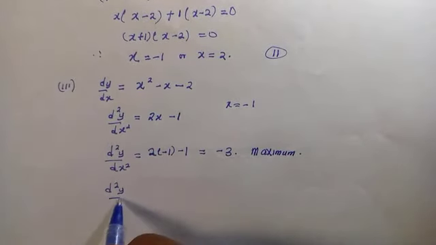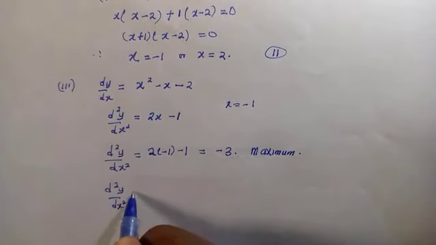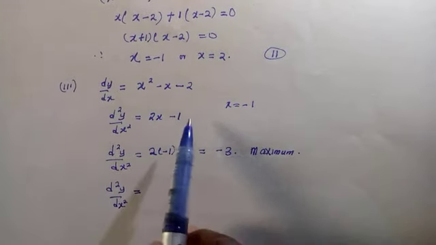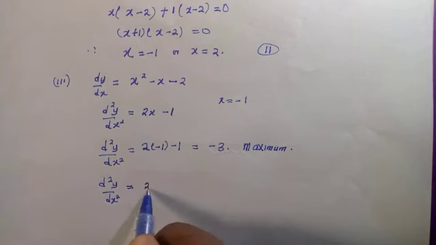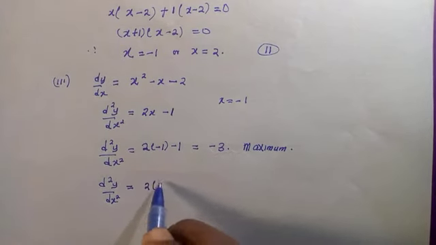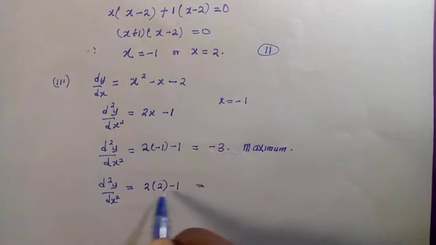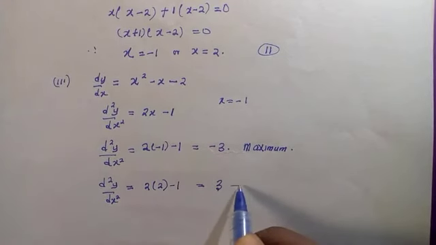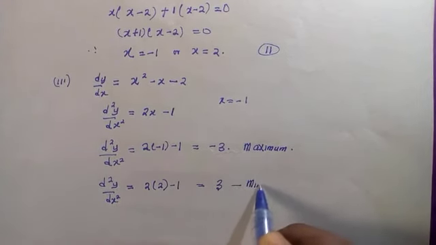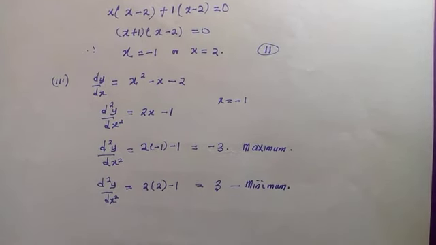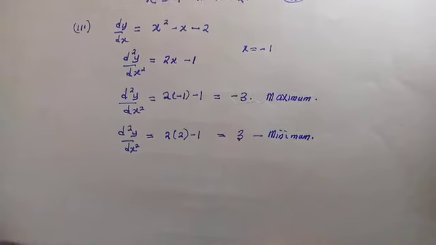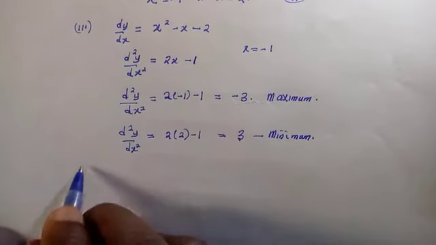Let's see how to obtain the minimum. When x equals 2, we substitute this same value, 2, into the same derivative, 2x − 1, and we get 3. It means that for this problem, we obtain the minimum because the value is positive 3. So here it is. And the last one is the point of inflection.